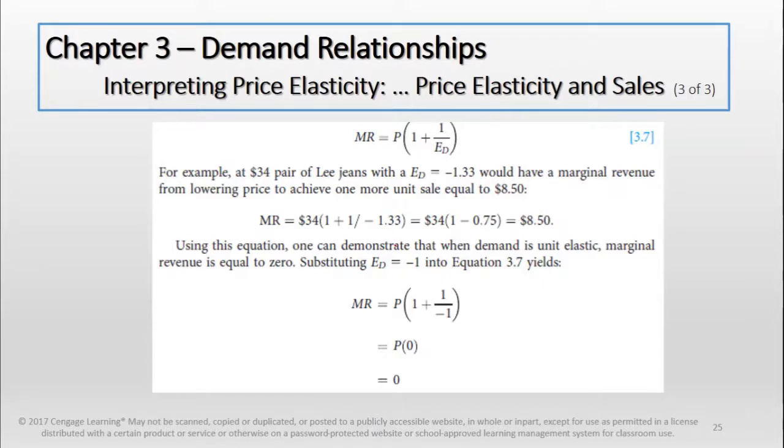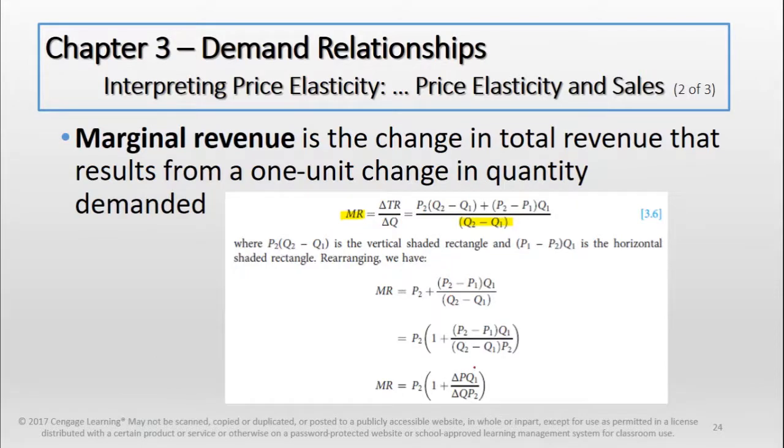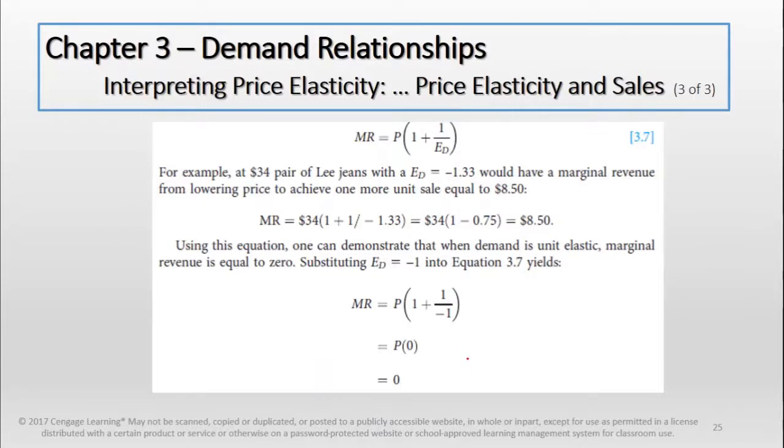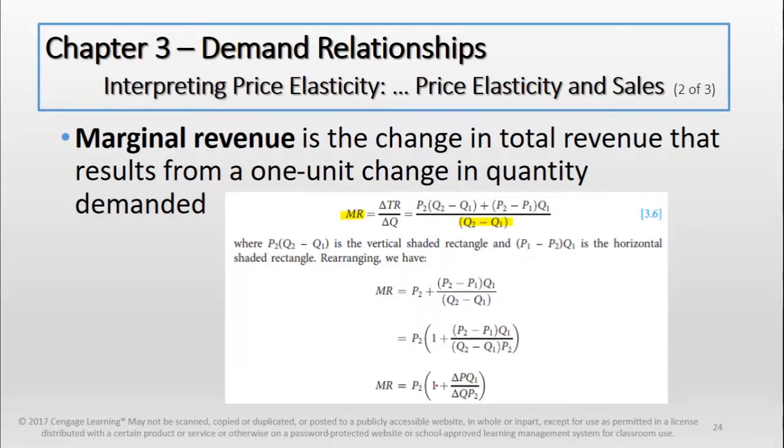If you express it algebraically, it's still the same. Your MR is P times 1 plus 1 over your elasticity of demand. So, that's it. If we basically think about this, it's still the same as the elasticity of demand. If you distribute it, that's it.